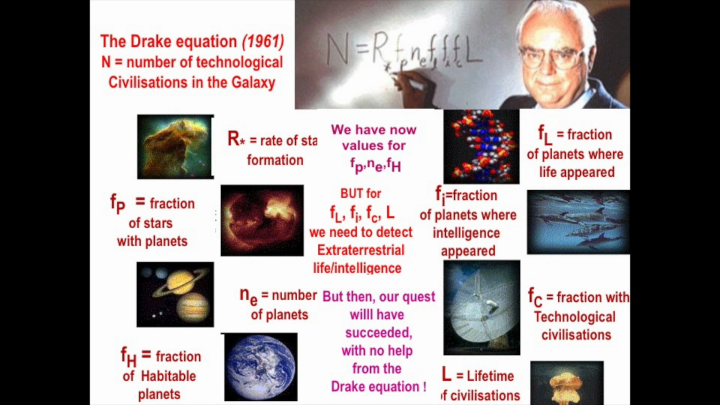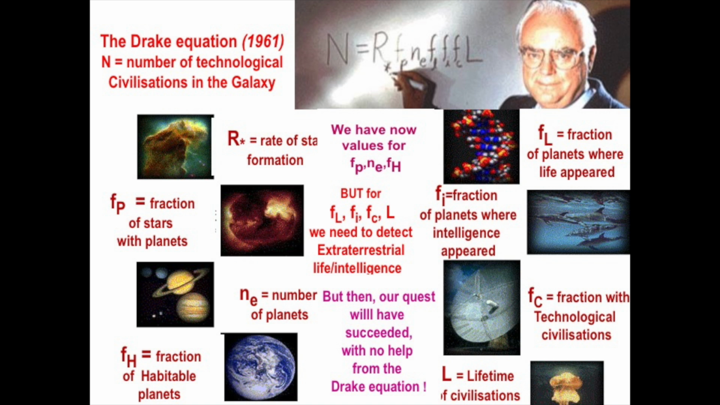Then you have the fraction of stars with planets, how many planets there are around the star, this is NE there. The fraction of habitable planets, not just any planets like the Earth, the fraction of planets where life effectively appeared, where intelligence appeared, where technological civilizations, and finally, this is a rate, so it's per year. So you have to cancel it by the lifetime in years, the lifetime of civilizations. And we shall show that this last factor plays a big role.